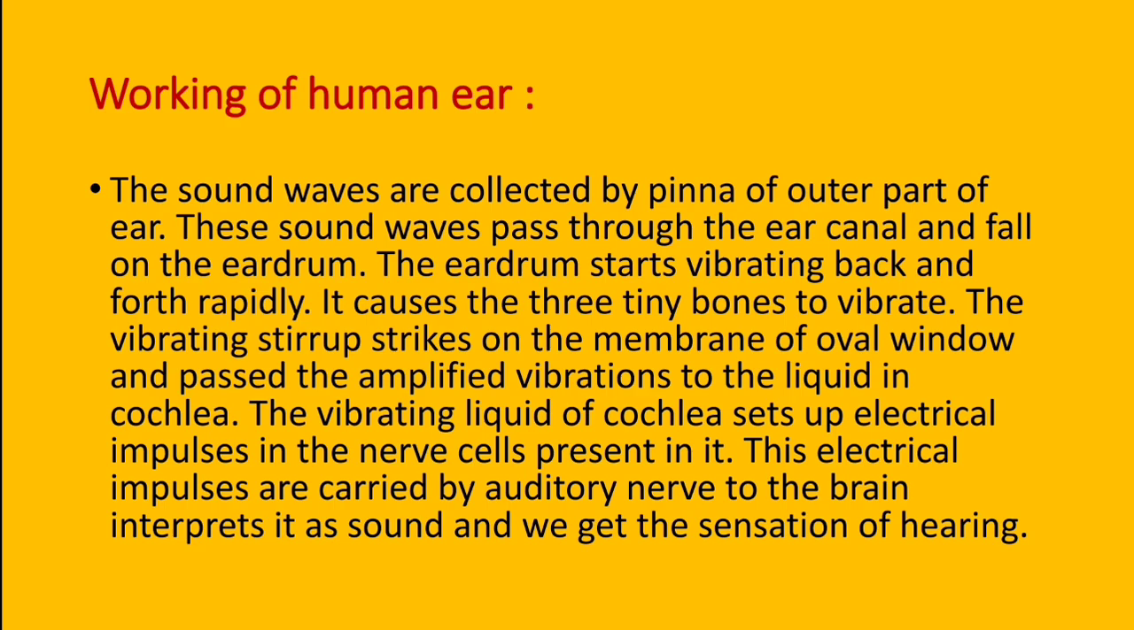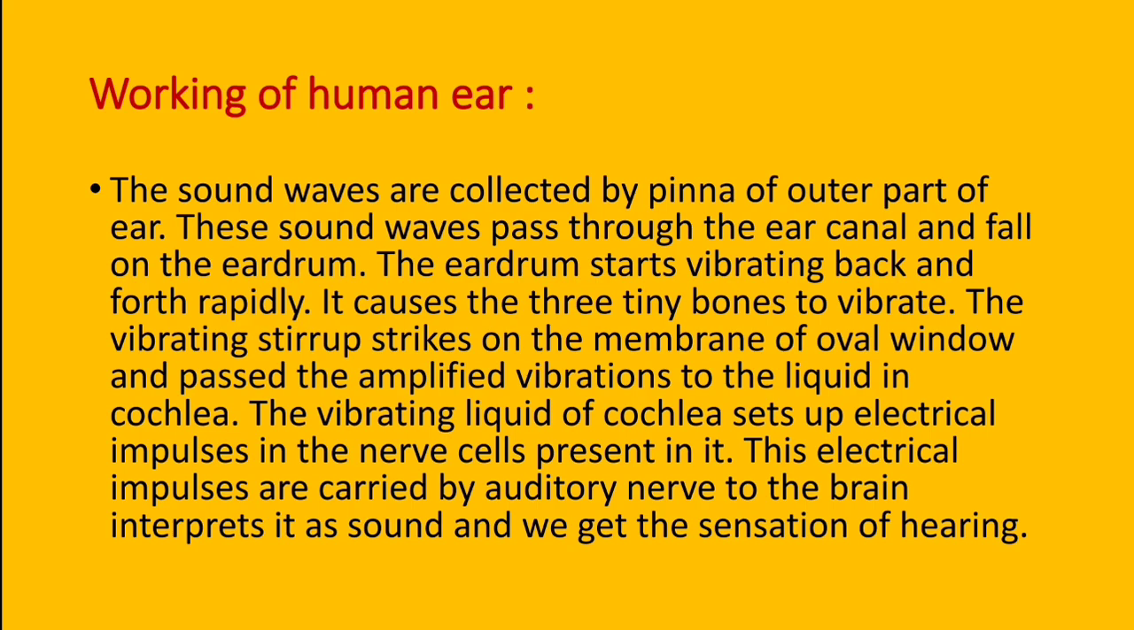Working of the human ear. The sound waves are collected by the pinna of the outer part of the ear. These sound waves pass through the ear canal and fall on the eardrum. The eardrum starts vibrating back and forth rapidly. It causes the three tiny bones to vibrate. The vibrating stirrup strikes the membrane of the oval window and passes the amplified vibrations to the liquid in the cochlea.